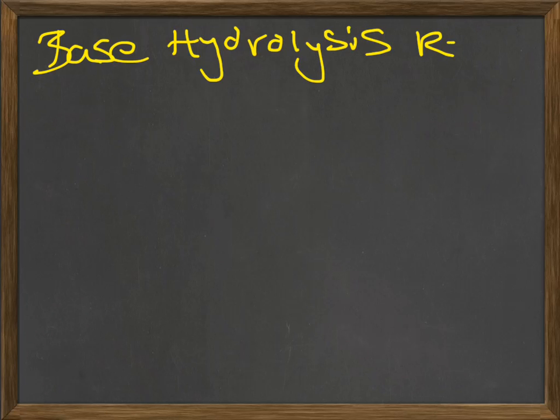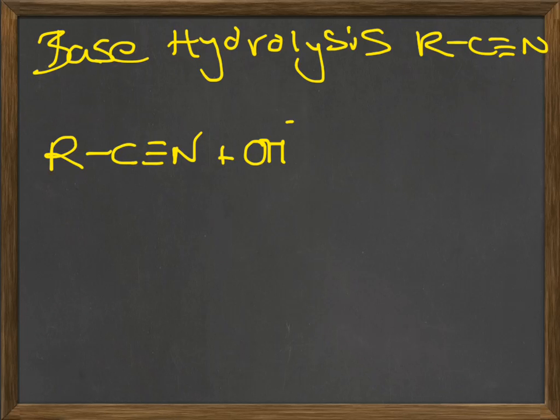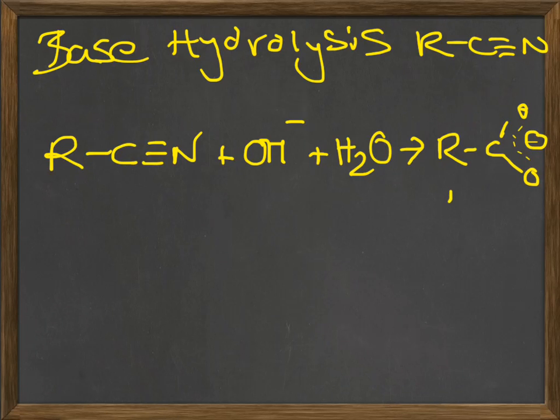This is the base hydrolysis of a nitrile. So instead of using an acid, we're using a base to add that H2O to the carbon which originally had that nitrogen attached to it. Okay, so we start off with the nitrile and we add hydroxide ions, and we'll also need a molecule of water. And the first thing we form is our carboxylic acid anion, our carboxylate ion, and we'll also form a molecule of ammonia.